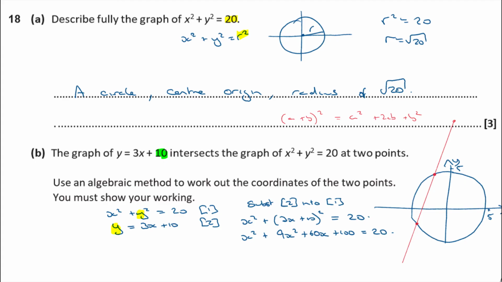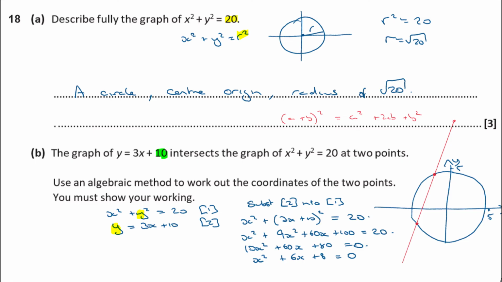So you can see I've got a quadratic going on now in x. So x squared plus 9x squared is 10x squared. And then I've got 60x. And then 100 take away 20 is 80. So that's equal to 0. So I've got 10x squared plus 60x plus 80 equals 0. These are all quite big numbers, but they're all multiples of 10. So just dividing through everything by 10 to make things a little bit easier. So that's going to be x squared plus 6x plus 8 is equal to 0.